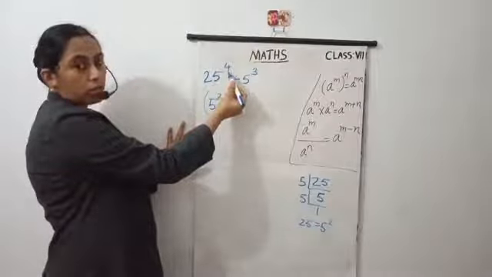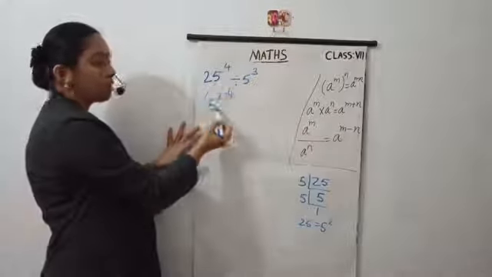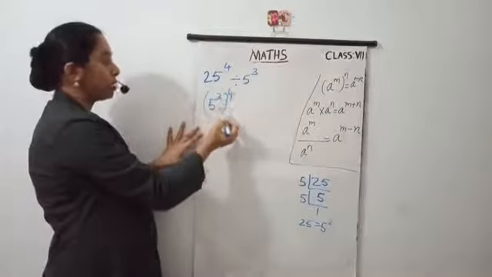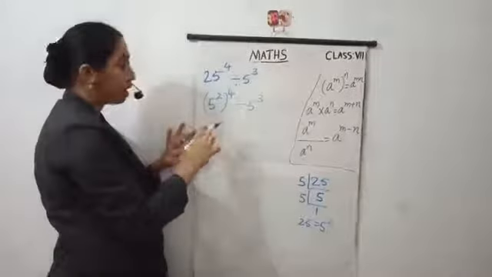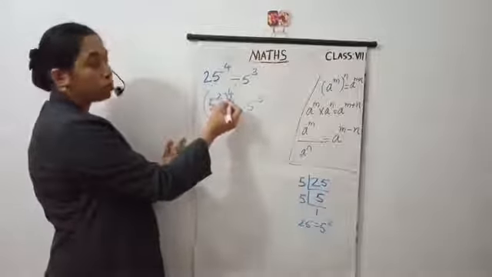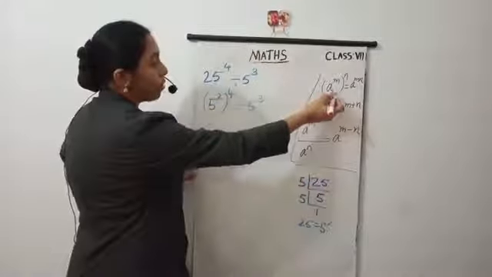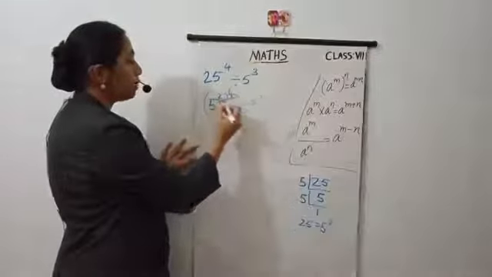Here it is 25 raised to 4, isn't it? So that 4 also is here. So 25 is 5 raised to 2 and all raised to 4 divided by 5 raised to 3. Okay. Now what is 5 raised to 2 all raised to 4? It is of the form a raised to m all raised to n, that is a raised to mn, that is, multiply these.